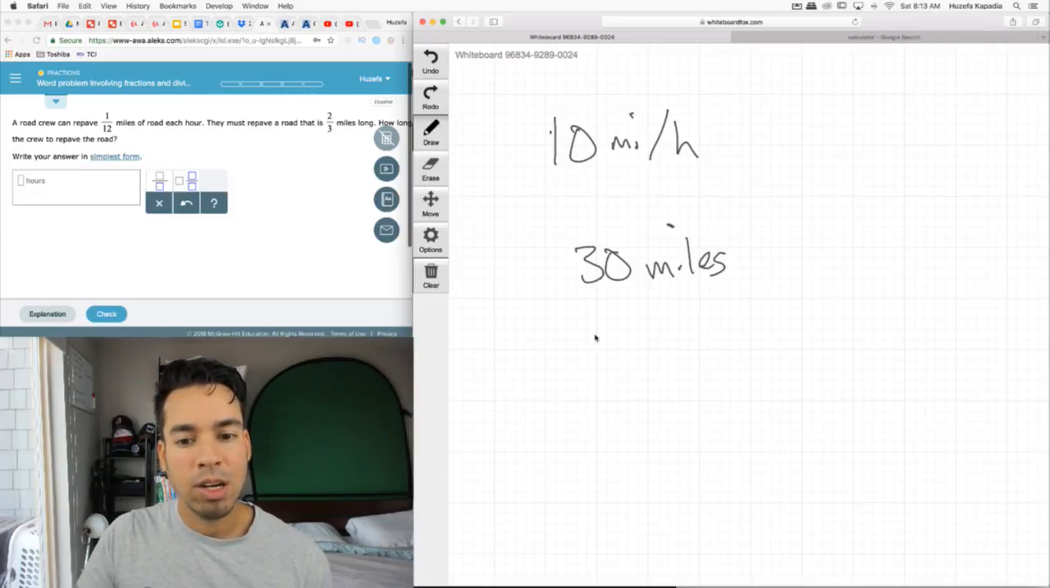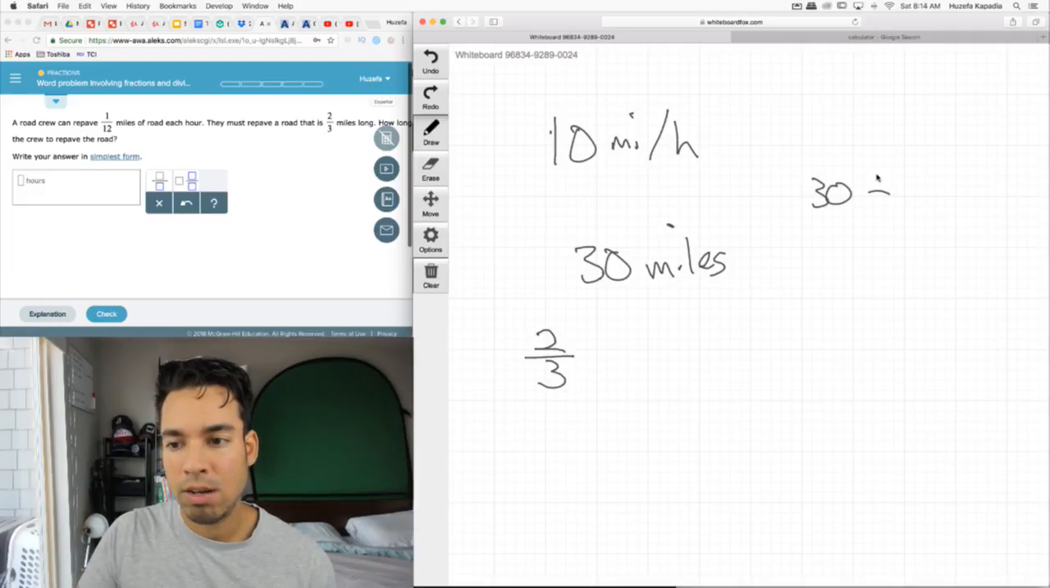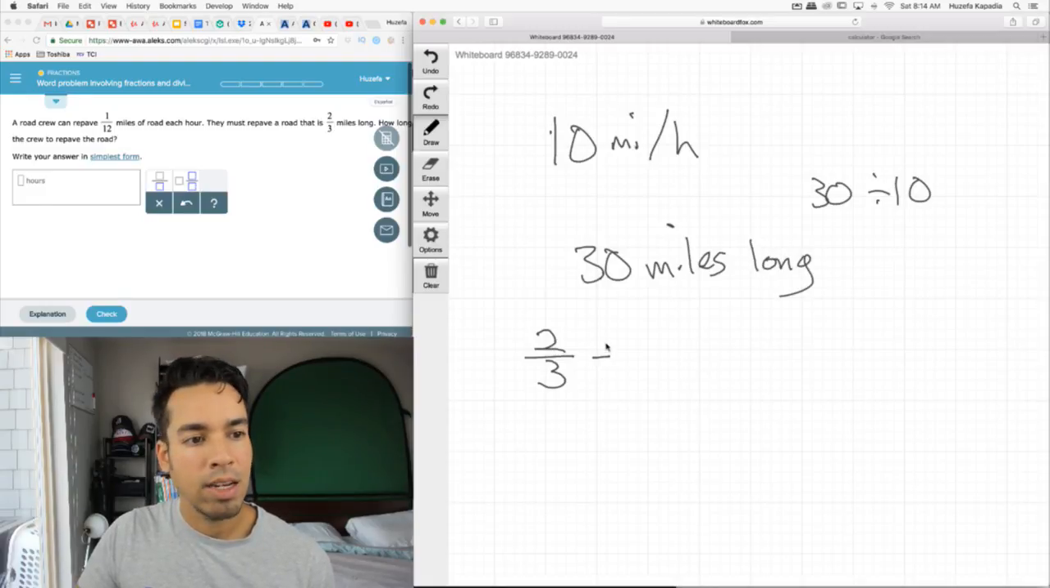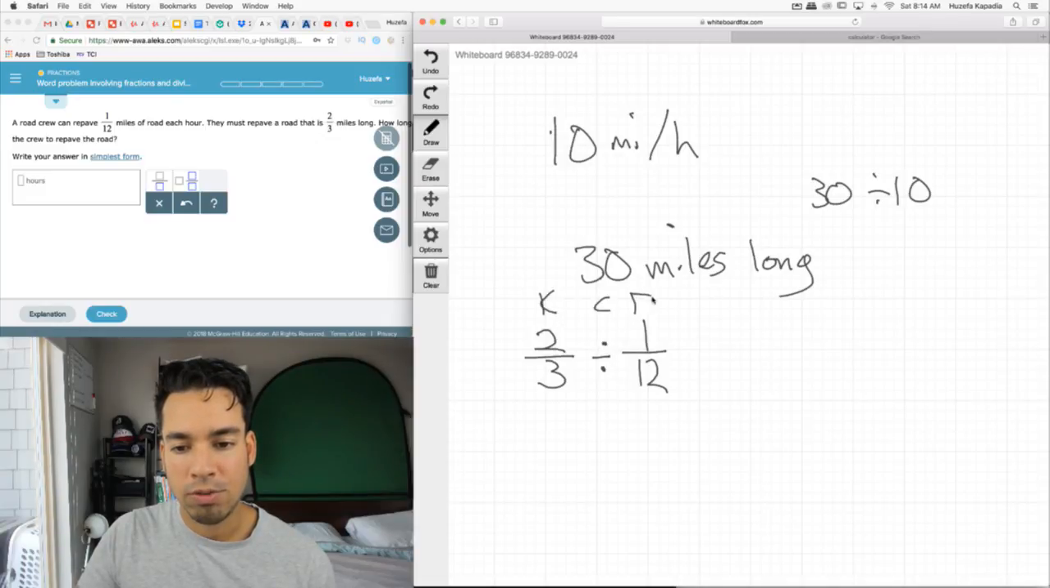So it's the same deal. So now we're like, okay, well, we have 2/3 total. So since it would be 30 divided by 10, but now we have 2/3 miles long divided by the rate, which is 1/12. And now we have the setup, and now we can knock it out. So let's do our fraction division. We're doing keep, change, flip. So we're keeping this, changing the division to multiplication, and flipping that to 12/1.